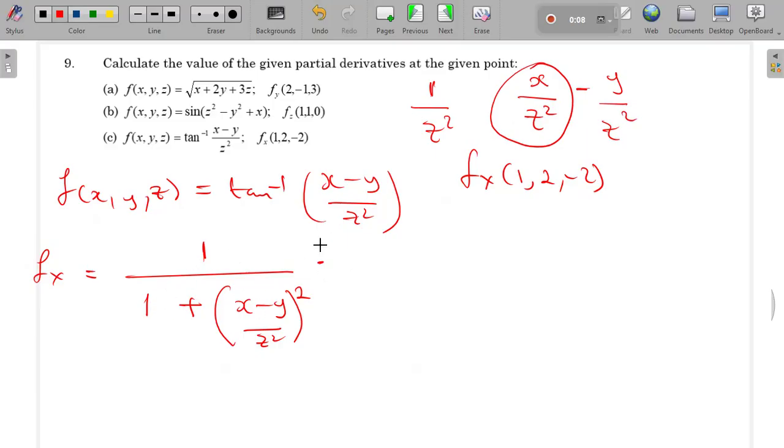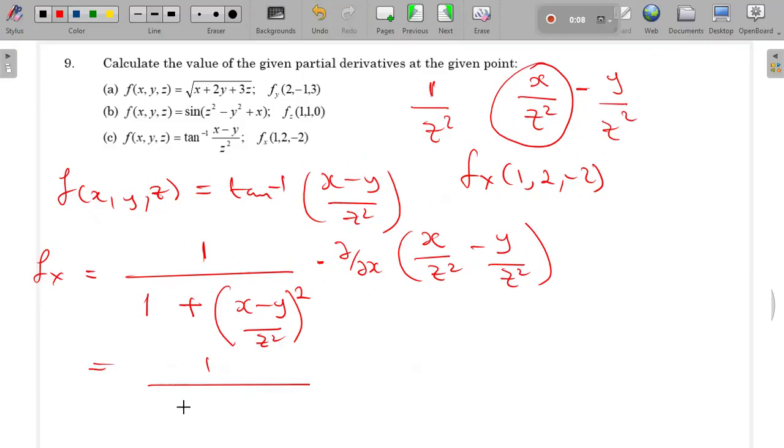So in short, what you always do is write the 1 over, then write 1 plus, you square whatever is there. Then on top you take the partial derivative with respect to whatever variable you're told. So it is x over z squared minus y over z squared. I'm going to have 1 over 1 plus, when I square this, x minus y squared over z to the 4th. Then on top this just gives me 1 over z squared when I differentiate.